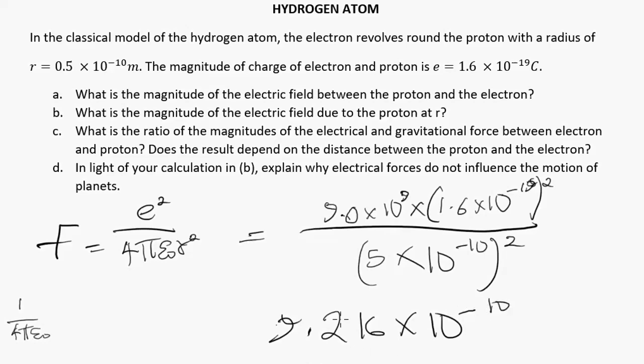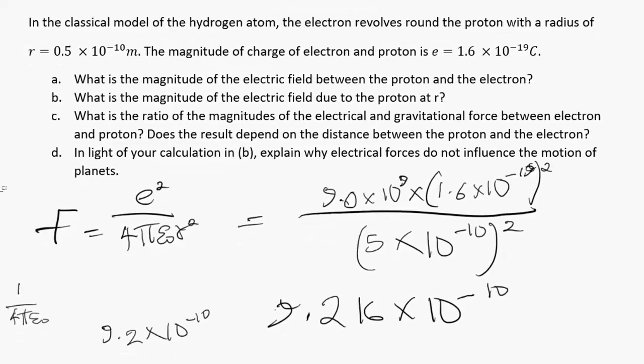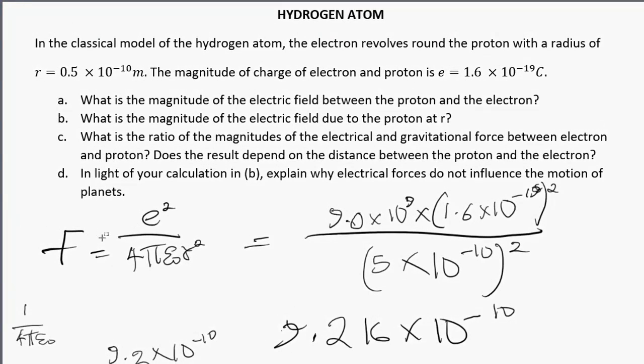So we have 9.216 times 10 to the power of minus 10, or simply 9.2 times 10 to the power of minus 10. This is it for the first part of the question. I'll go ahead and wipe this, and then let's calculate the second part of the question.